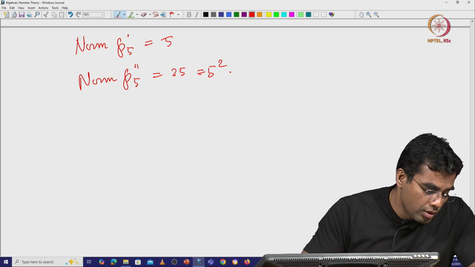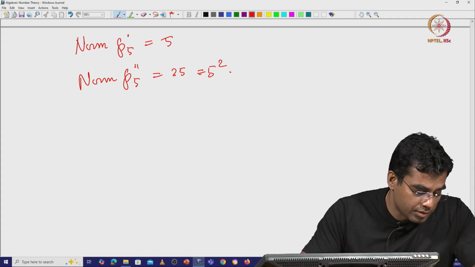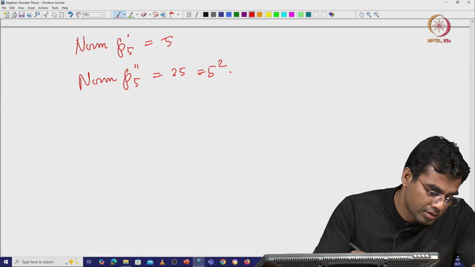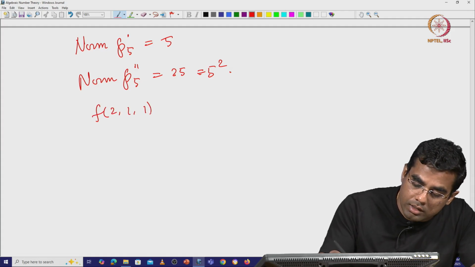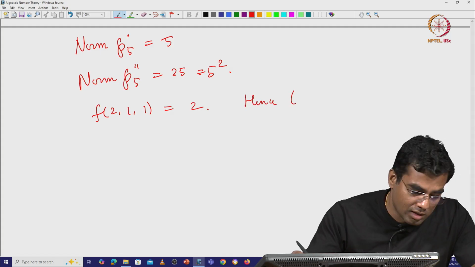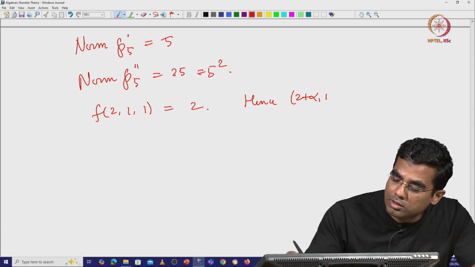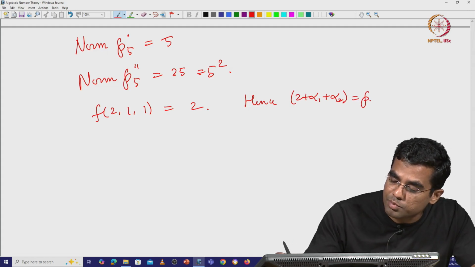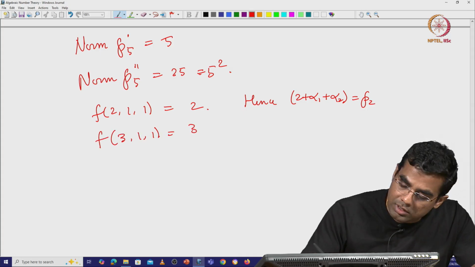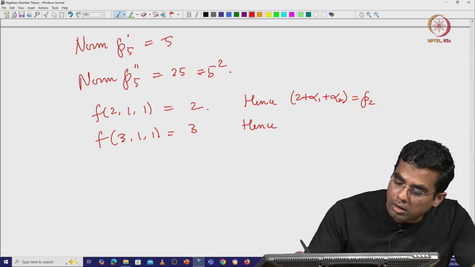Okay. So, now we are going to look at various combinations. So, you see that it turns out that f of 2, 1, 1 is equal to 2, you can compute this. So, I am just trying to find out what the ideal P2 etc. is. So, this is P2. f of 3, 1, 1 turns out to be 3, and so we get 3 plus alpha 1 plus alpha 2 is P3.